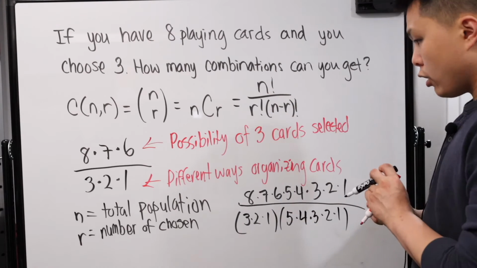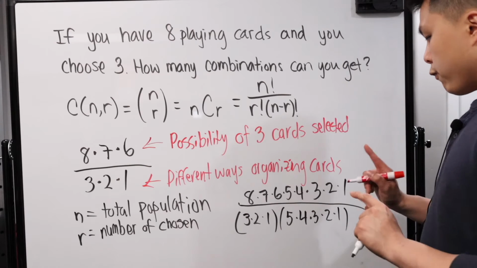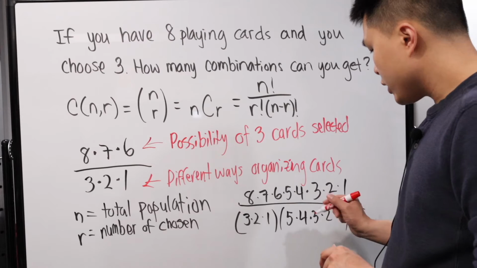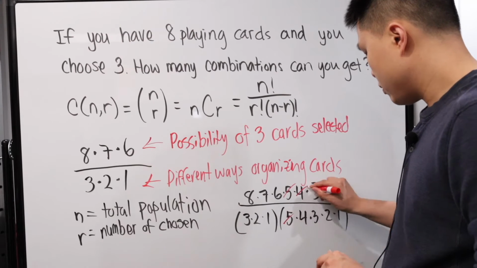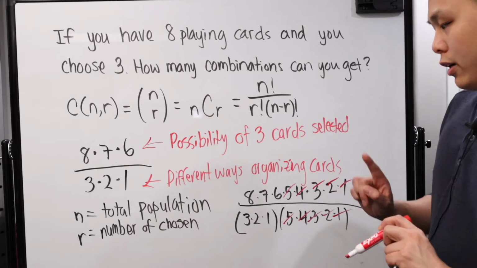Now here's what I want you to notice. As I talk through this, notice how similar these guys are. Well, first and foremost, we see that we have 5, 4, 3, 2, 1, 5, 4, 3, 2, 1. So we can actually cancel them out because they're all multiplication. Boom, right there.